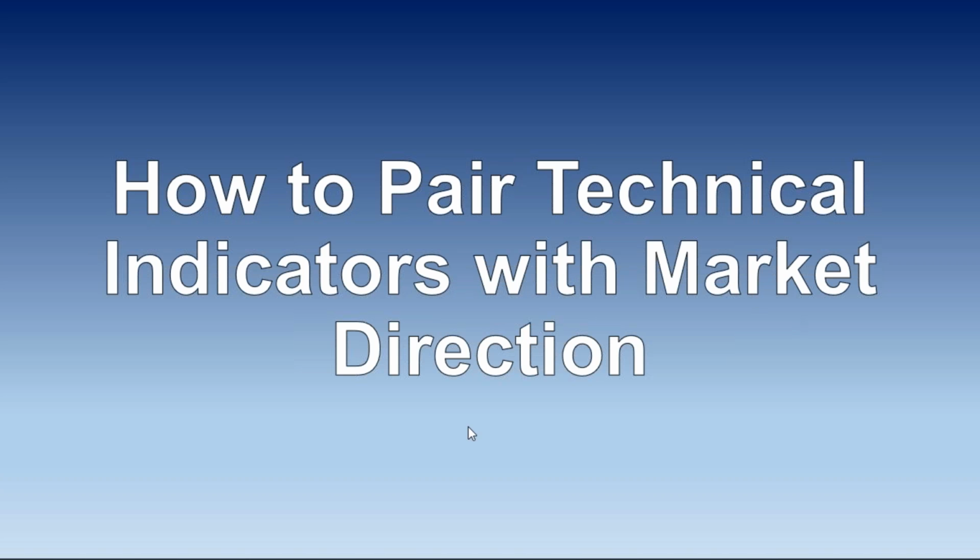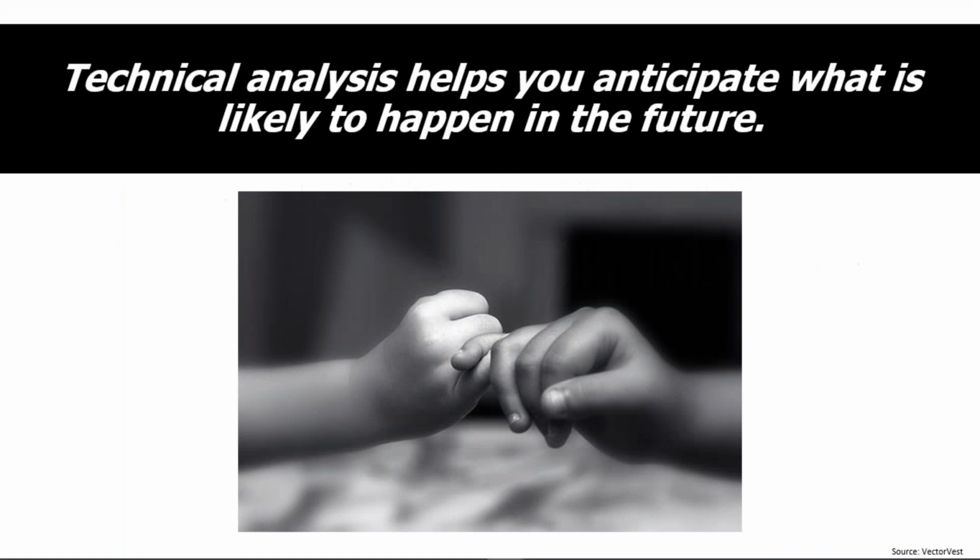So we're going to talk about pairing technical analysis indicators with overall market direction, or in some cases, lack of direction. Technical analysis can help you pinpoint entries and exits, and it really does help you anticipate what is likely to happen in the future. I want to emphasize that word likely, right? Because there are no guarantees in this game. It's all about likelihood and putting probability of success on our side, and technical analysis indicators do that.